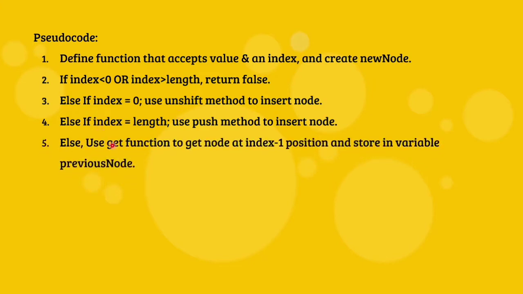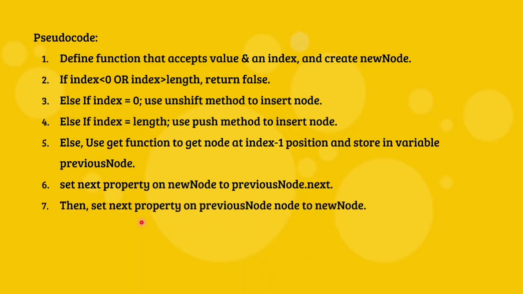Here, we will make use of the get function to get the node at index -1 position, and once we get that, we will store it inside a variable called previous node. Once we have the previous node, we will set the next property on our new node to previous node.next. And then we will set the next property on our previous node to the new node. Once these two steps are performed, our insertion of the node is completed.